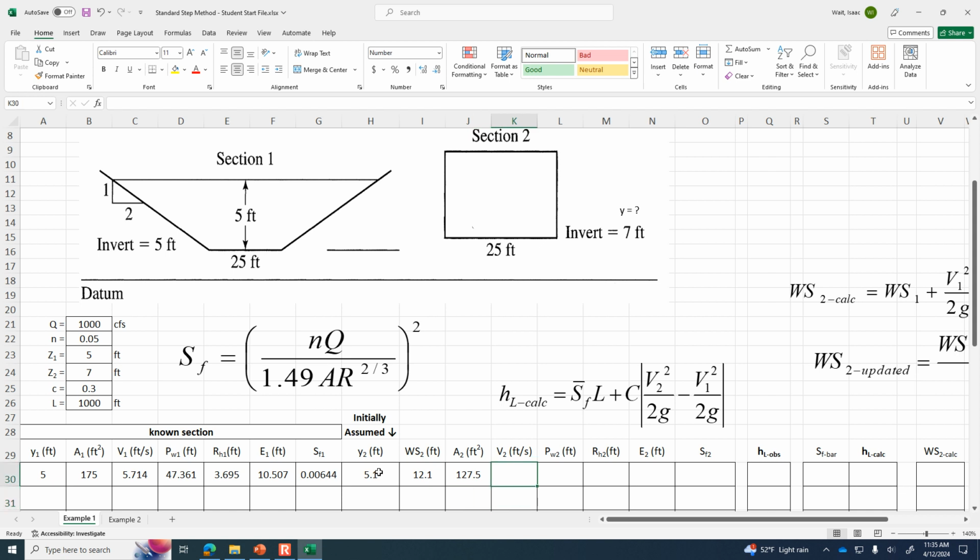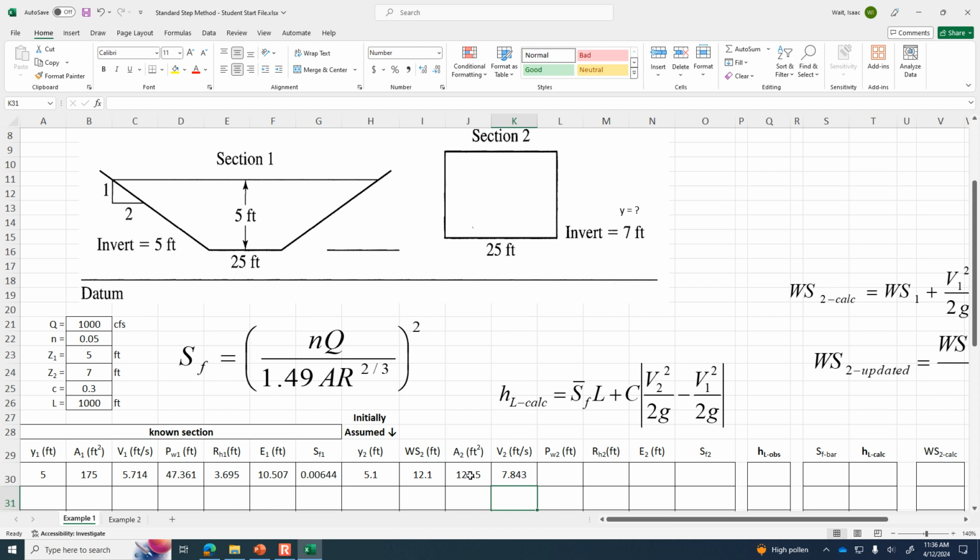The velocity at 2 is the flow rate. Anchor the reference because we're going to want to drag this down into different rows, and we always want it looking up here at Q, divided by the area. So 7.84 feet per second.